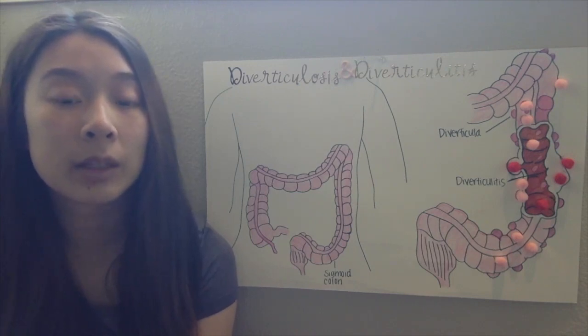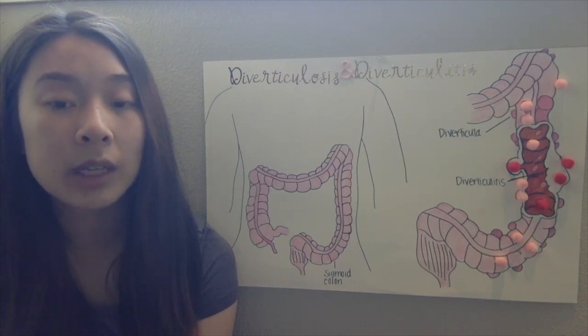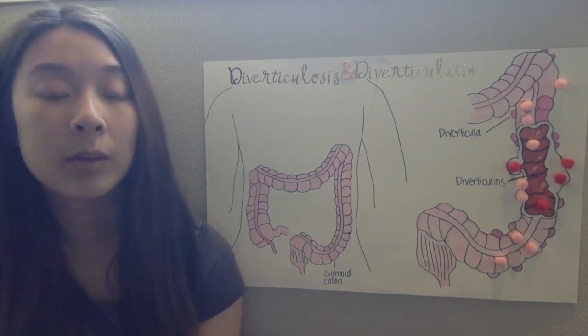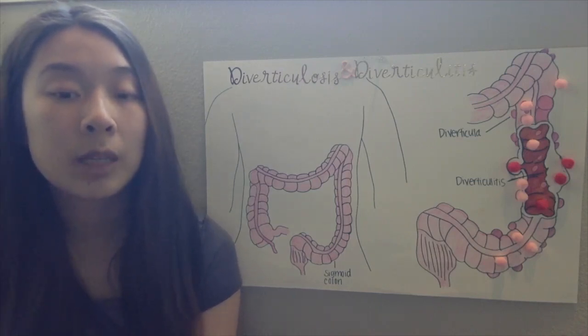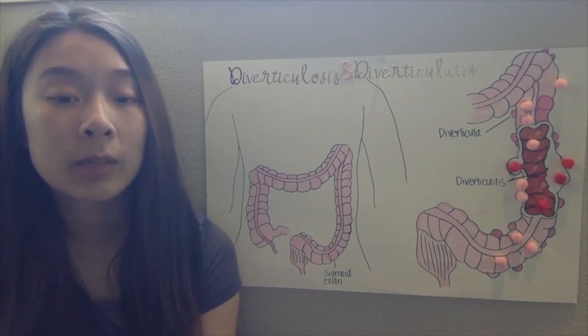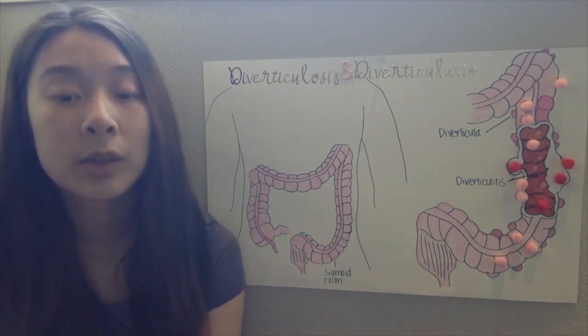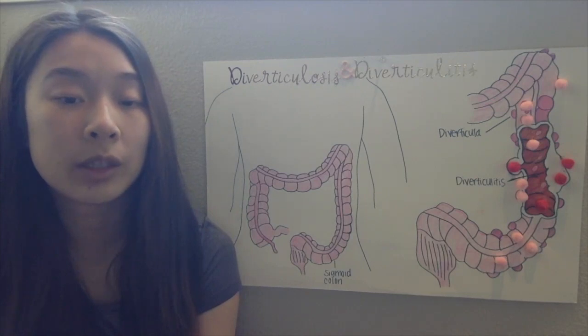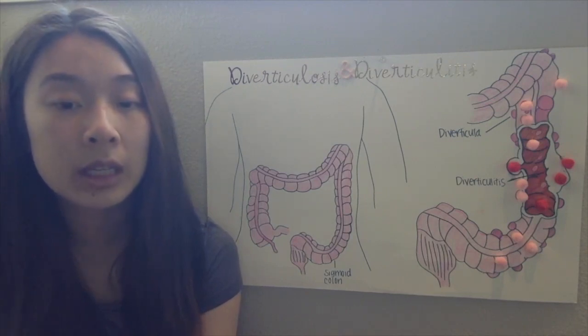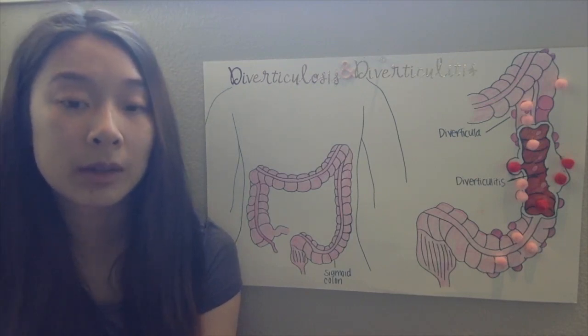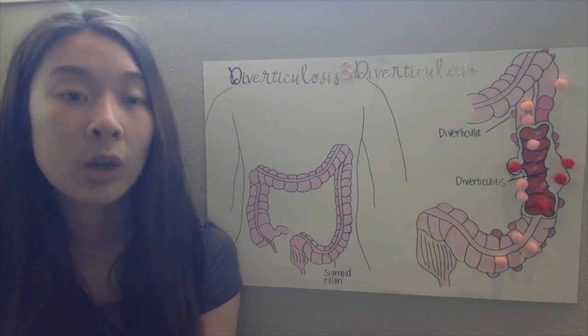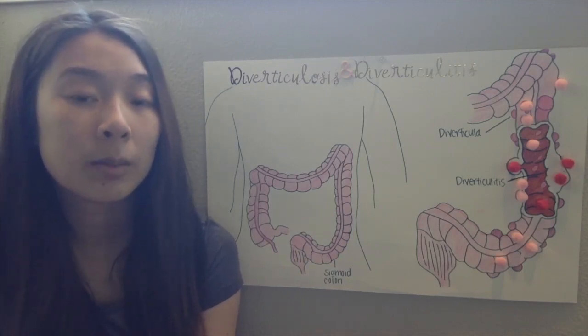Peritonitis is when the peritoneum, which is the tissue that lines the abdomen, covering and supporting most of the abdominal organs, becomes infected by the diverticulitis that has ruptured. And when the diverticulitis ruptures, the intestinal waste tends to spill out into the abdominal cavity, which will then lead to the peritonitis.